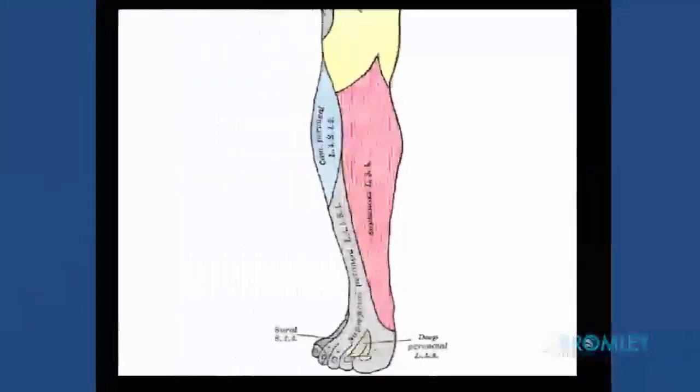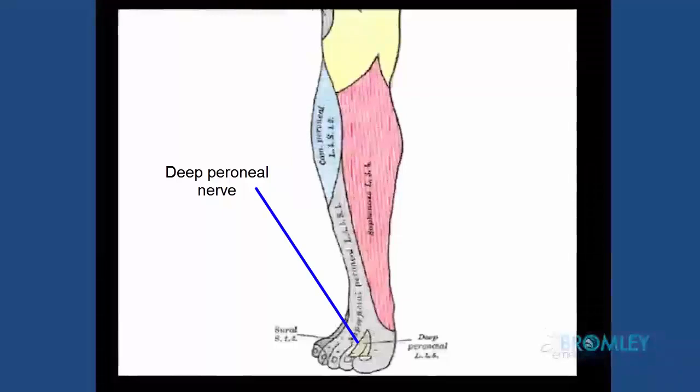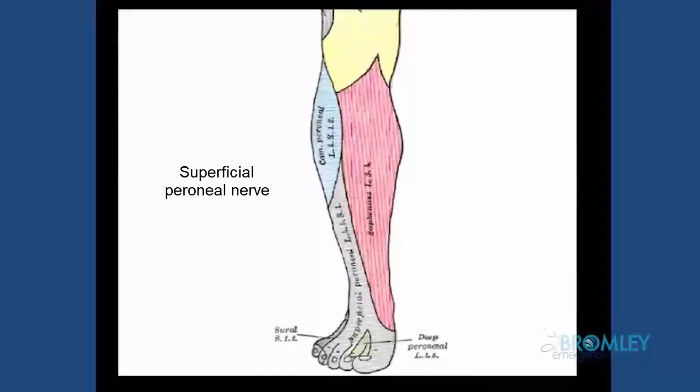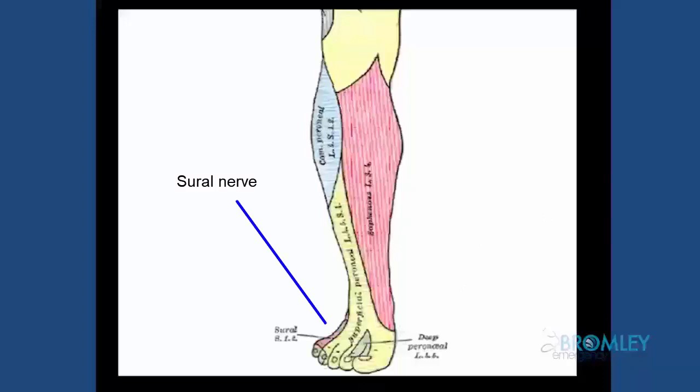When we focus in, we can see the deep peroneal area, and the superficial peroneal takes this yellow area here, and the very final bit of the foot that we can see anteriorly is the sural nerve, S1 and S2, on the lateral border.